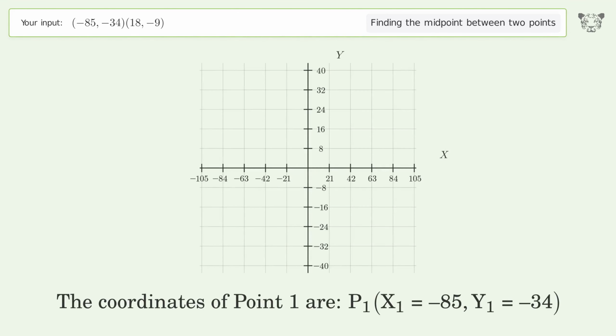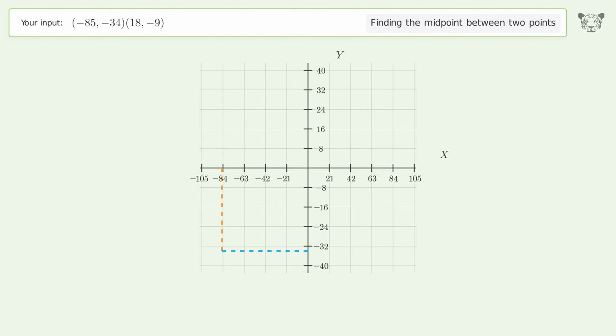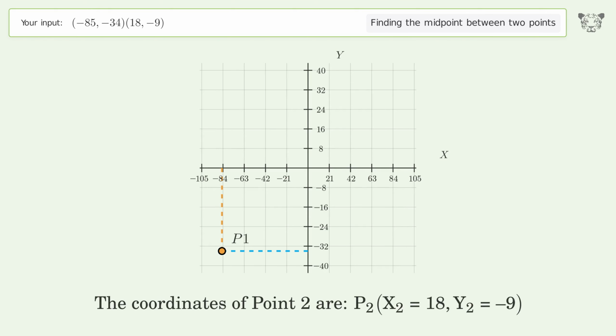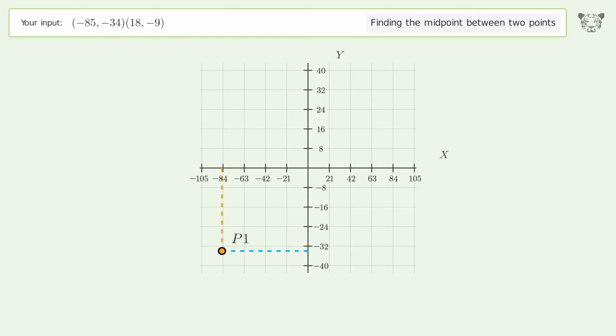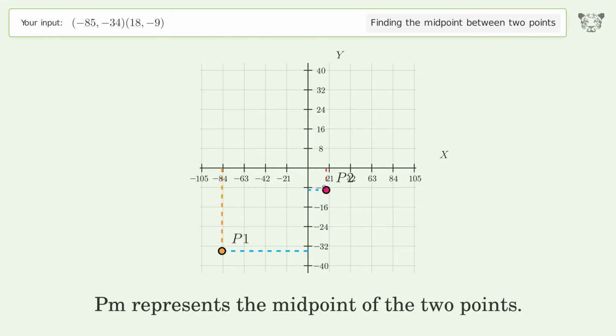The coordinates of point 1 are, x1 equals -85, y1 equals -34. The coordinates of point 2 are, x2 equals 18, y2 equals -9. PM represents the midpoint of the 2 points.